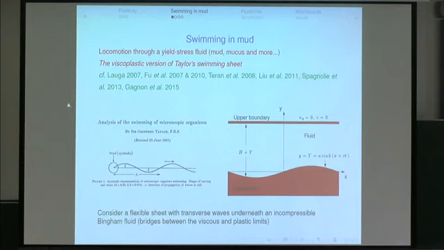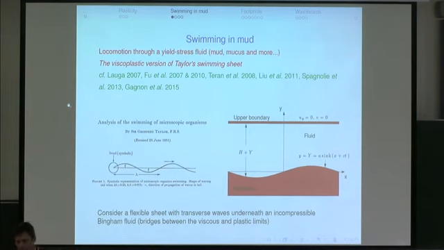So there's been a lot of interest in that more recently, where the material around the swimmer is not a viscous fluid but a more complicated kind of fluid, a complex fluid. So I'm going to be thinking about this particular problem where I have a yield stress fluid surrounding the swimmer. Okay? So this is going to be the viscoplastic version of Taylor's swimming sheet.